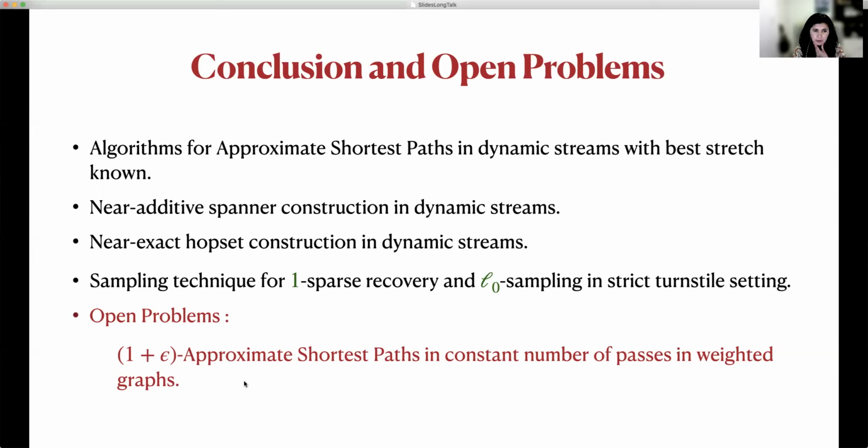An interesting open problem is that computing 1 plus epsilon approximate shortest paths in a constant number of passes is not solved in weighted graphs. Remember, in the case of weighted graphs, the number of passes is polylogarithmic in n. So computing 1 plus epsilon approximate shortest paths in weighted graphs in a constant number of passes is still open.